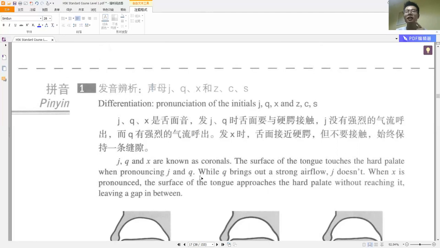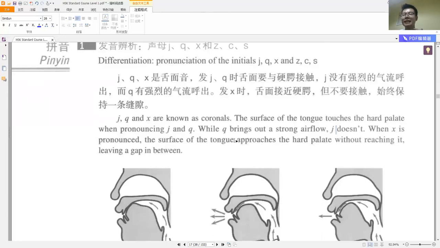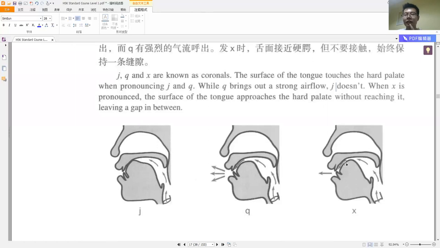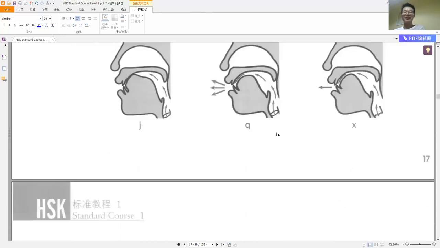j, 鸡, okay. When pronounced, there is no strong air flow. 鸡鸡鸡. q has strong air flow. 七七七. It's different. When x is pronounced, the surface of the tongue approaches the hard palate without reaching it, leaving a gap in between. 吸吸吸. It's very interesting, right?